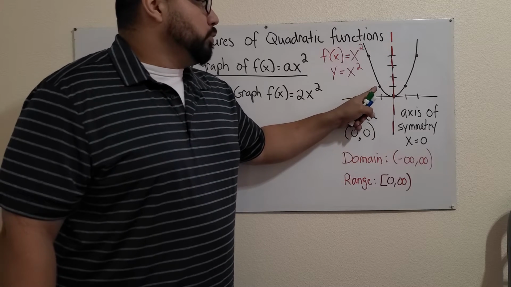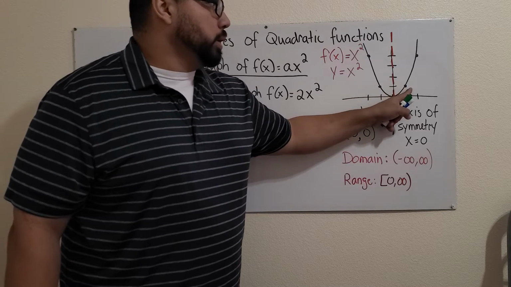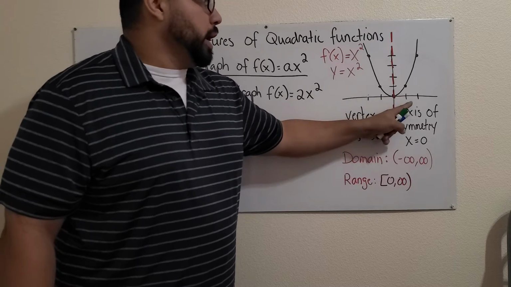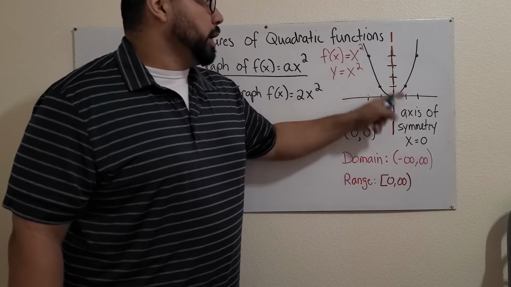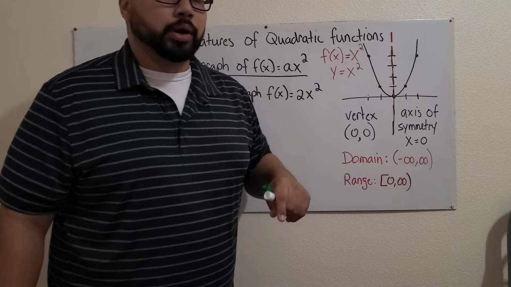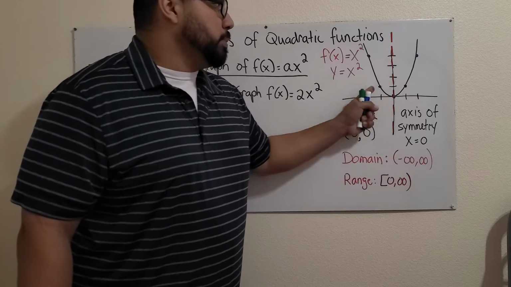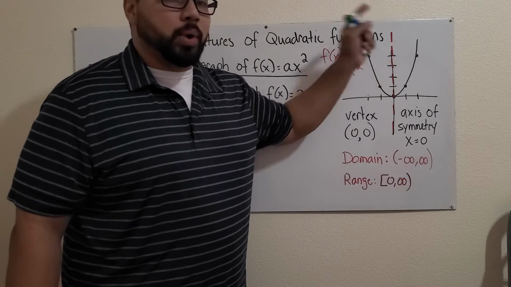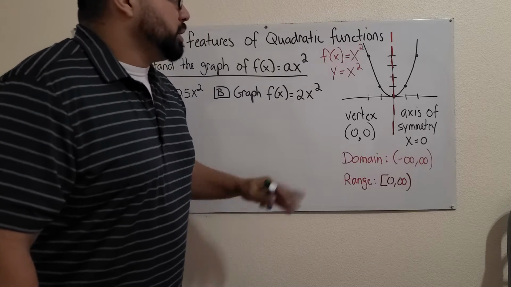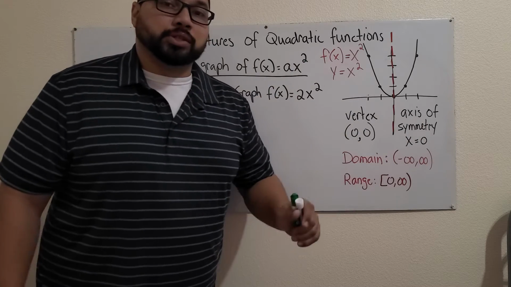You have negative 1, 1. You have positive 1, 1. Then you have 2, 4, and also negative 2, 4. So notice that these points are the same thing. They're just on opposite ends of the y-axis, right? And let's talk about some things that the parent function has.